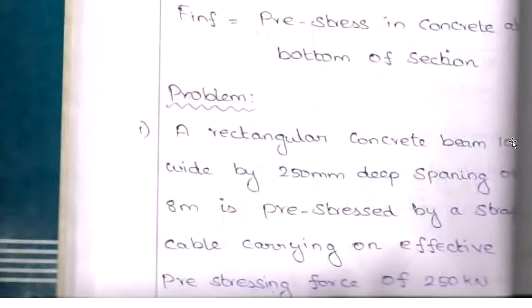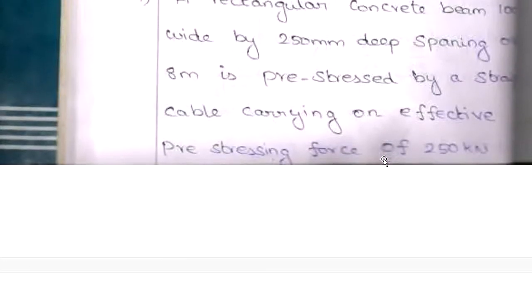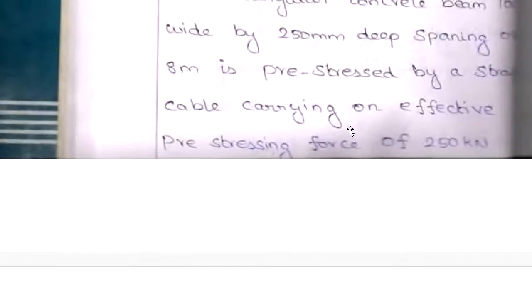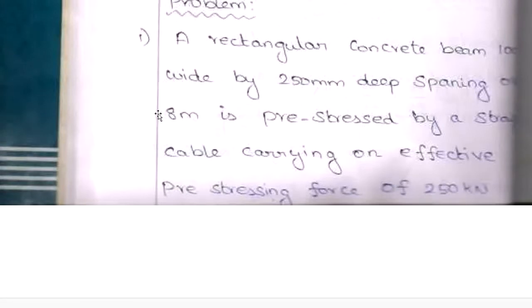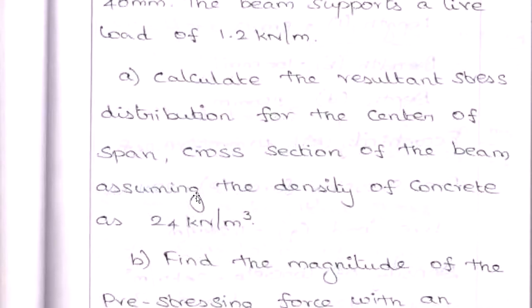First one, a rectangular concrete beam 100 mm wide by 250 mm deep. Span of beam is 8 meter, is pre-stressed by a strand cable carrying an effective pre-stressing force of 250 kilonewton located at an eccentricity of 40 mm. The beam supports a live load of 1.2 kilonewton per meter. So live load they have given, the eccentricity, even the pre-stressing force, they have given the cross-sectional area, even they have given the length of the beam. Now calculate the resultant stress distribution for the center of the span.